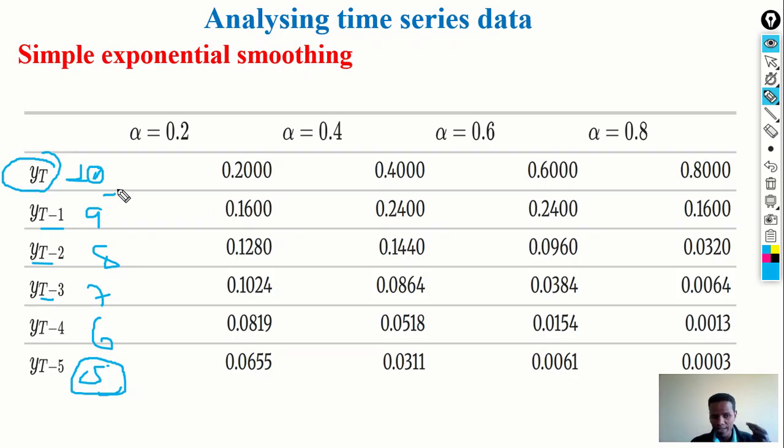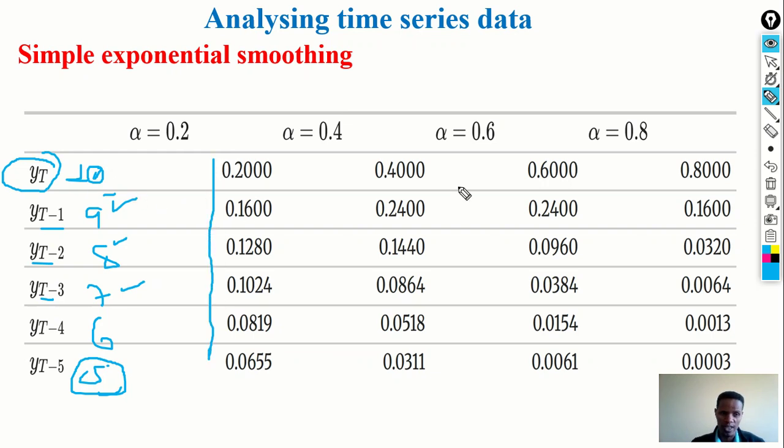So the weight given for the 9th observation will be much higher than the weight given for the 8th observation, and the weight given for the 8th observation or visit will be much higher than the weight given for the 7th visit. In this way, the weighting decreases.